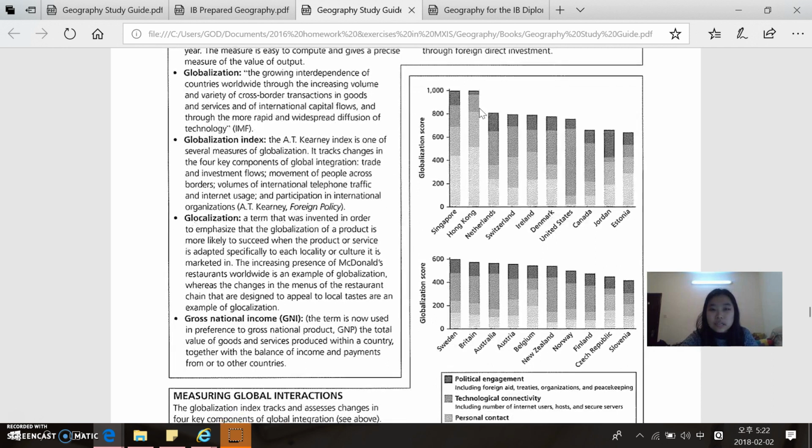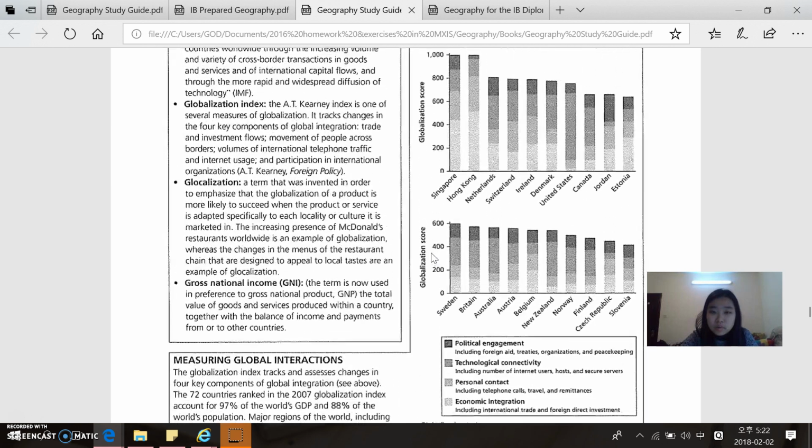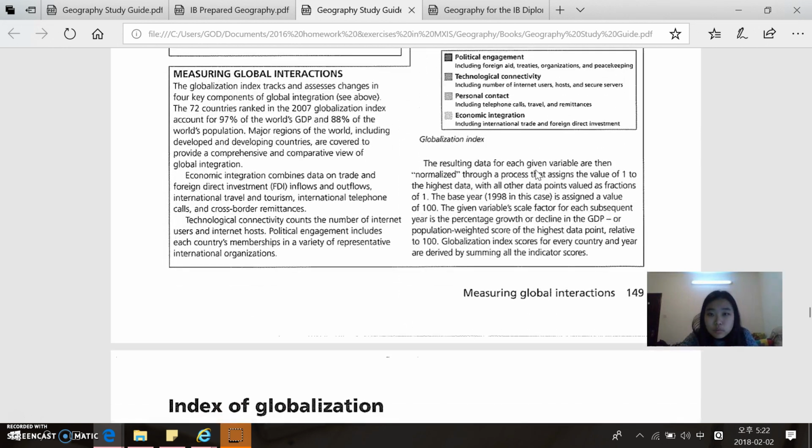So this is like a bar graph of the entire globalization index. It looks like this. It's pretty much just showing you how the indexes are shown. The resulting data for the given variable are then normalized. That means they're made to be on the same scale. They're using the same absolute scale, okay?